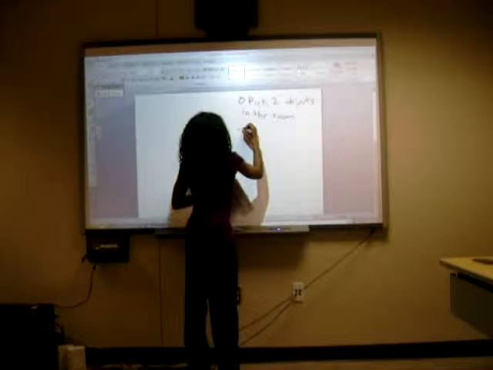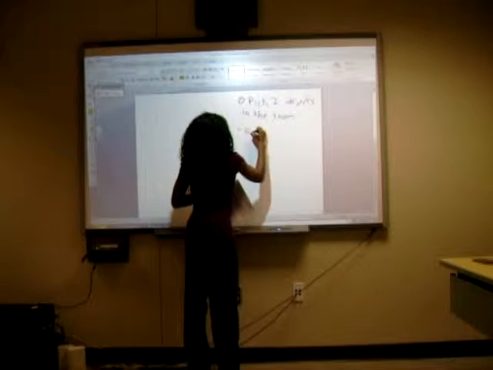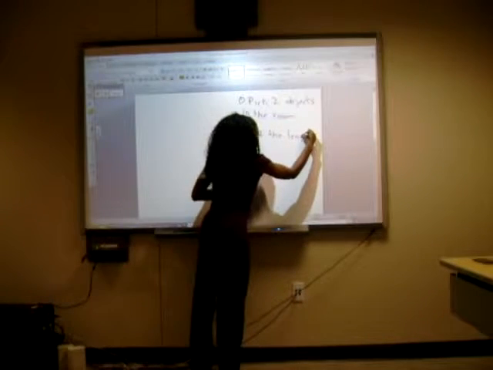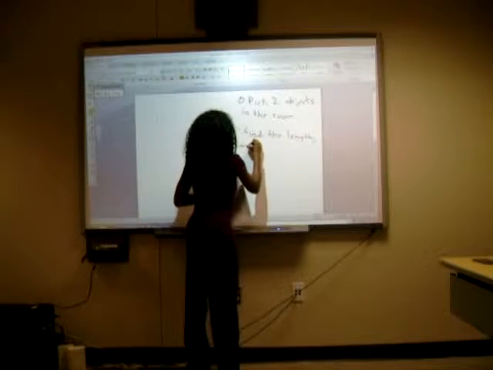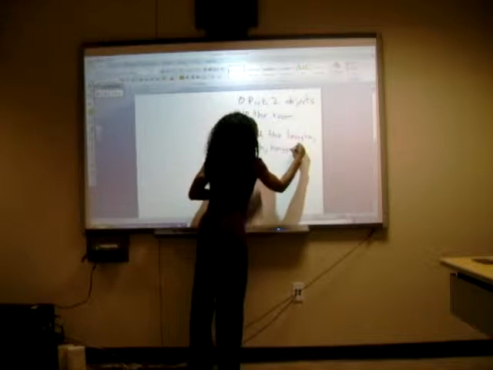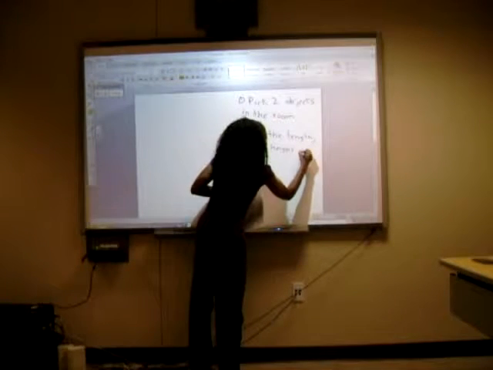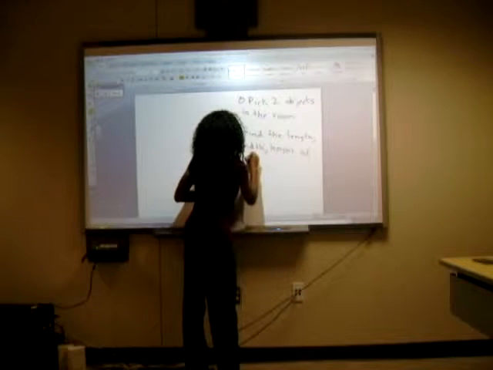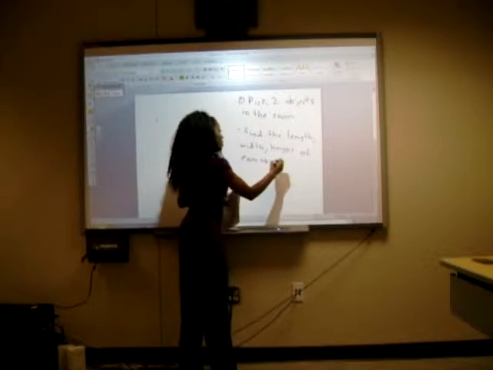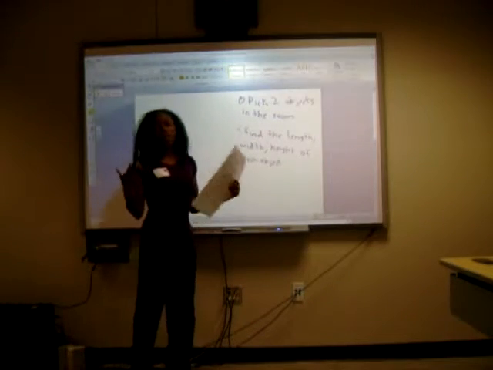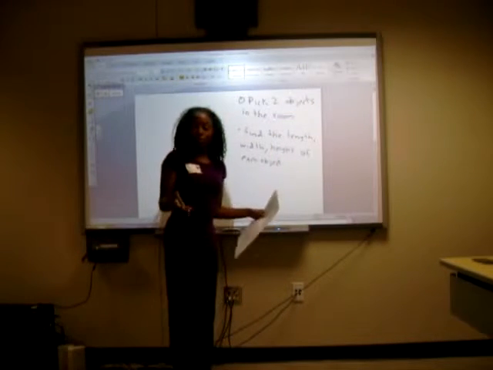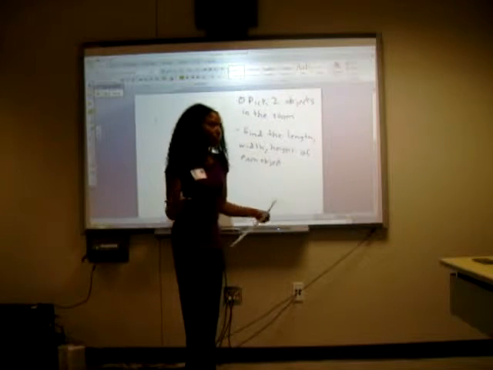They were asked to find the length, the width, and the height of each object. And just so you recall, the length is how long something is, the width is how wide it is, and the height is how tall it is, or the depth.